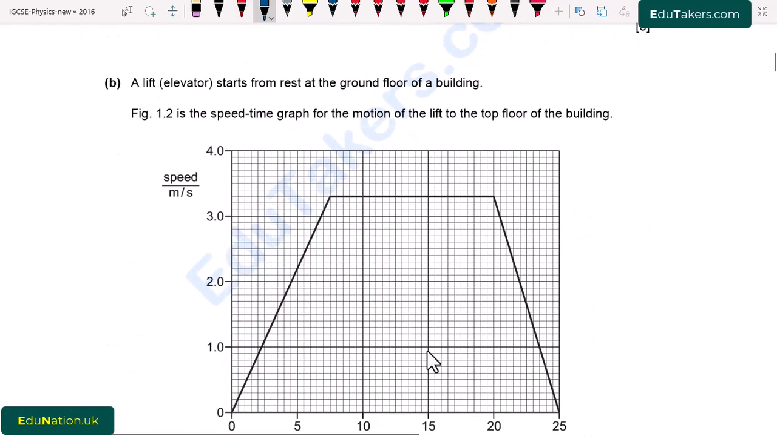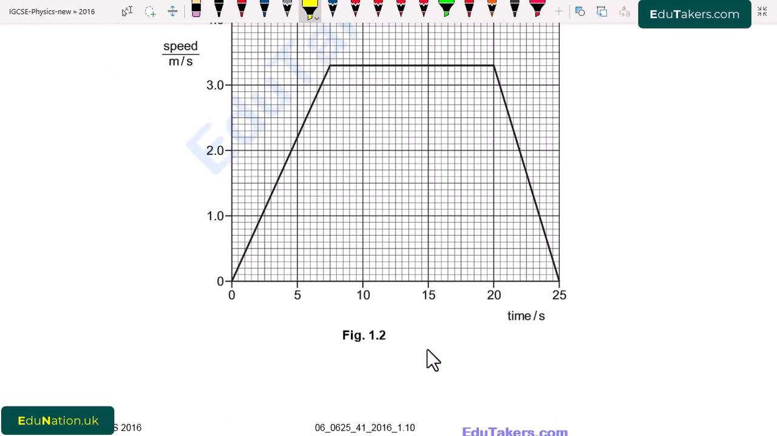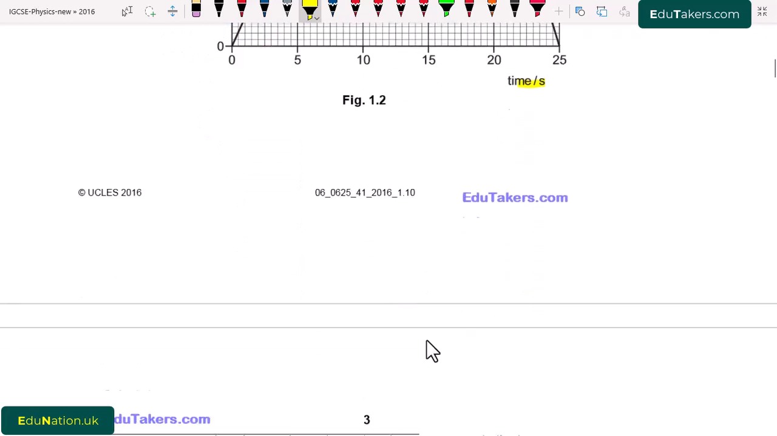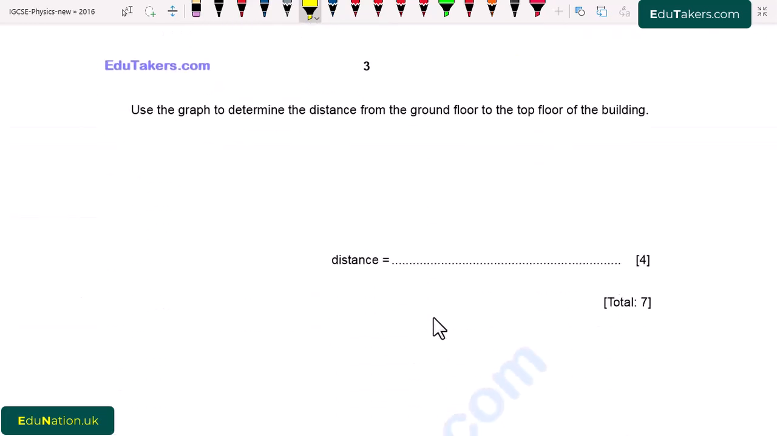Part B. A lift, an elevator, starts from rest at the ground floor of a building. Figure 1.2 is the speed time graph for the motion of the lift to the top floor of the building. Here is figure 1.2. We can see that it's a speed time graph. Speed is measured in meter per second while time is measured in second. Use the graph to determine the distance from the ground floor to the top floor of the building. So here we have to find out the distance traveled.